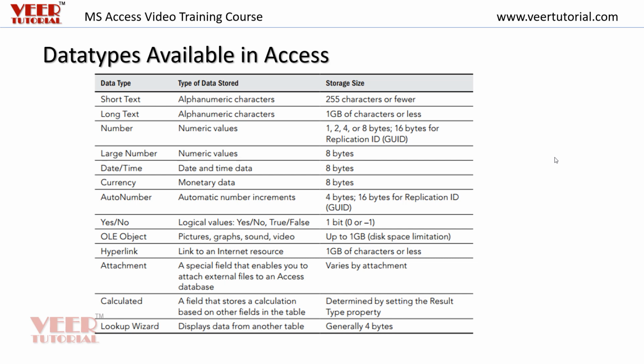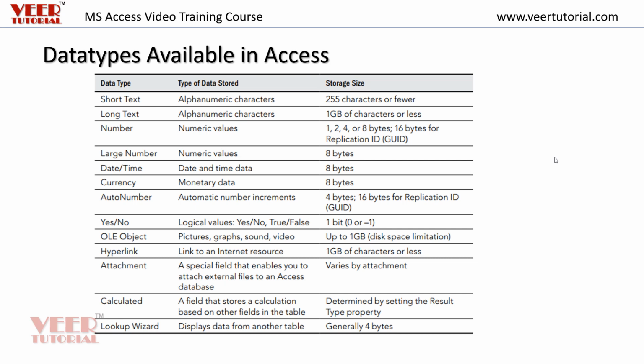We can also save logical values. Sometimes we require yes or no, true or false in the field, so we can use yes or no. We can also save pictures, graphs, sound and video files. For saving these kinds of files, we can use OLE objects. We can also create hyperlinks. We can also attach files such as PDF, Excel, Word, or any kind of file to our database. We can also create a field in which we can do calculations. We can also display the data from another table using the Lookup Wizard.